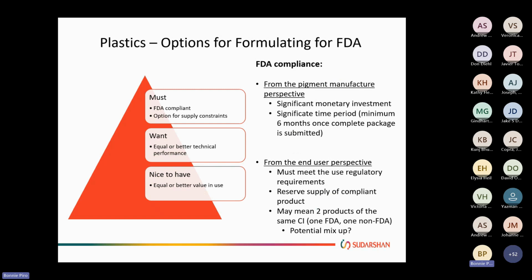There's always options to get to a color space, and sometimes you need to consider other options to get there, whether it be supply, whether it be cost, whether it be other technical properties that you're trying to achieve. There's always many options to get to a space. One of those is formulating for FDA, and understanding what options you have. So Pigment Yellow 138 provides some options in that space with respect to FDA.